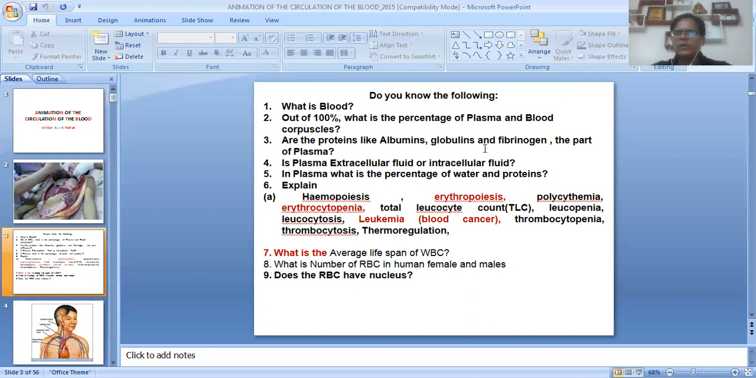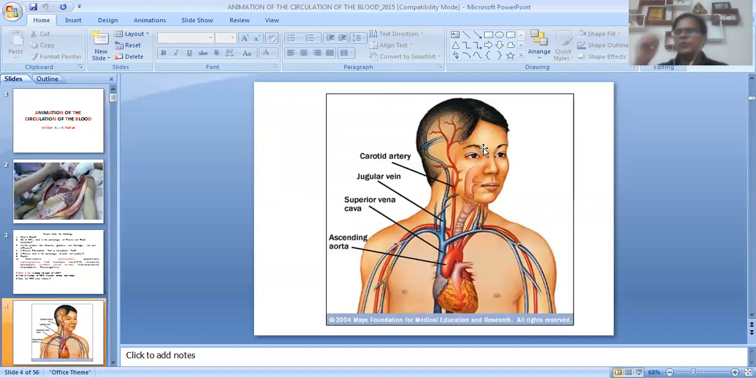Now, what is the average lifespan of WBC, or white blood corpuscles? What is the number of RBC, red blood corpuscles, in the human female and male? Does the RBC have a nucleus? So today we will discuss all these things, my dear friends. That's a great topic today.